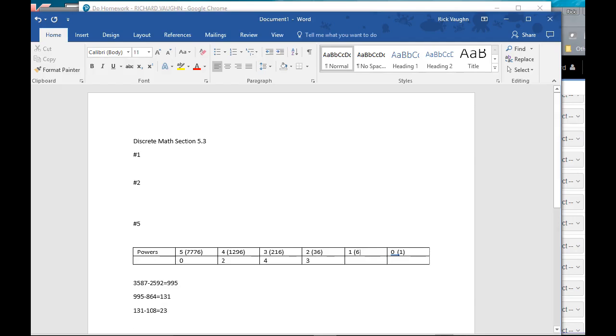And finally, how many 6s can I get out of 23? That's going to be 3, and that gives me 18 accounted for. So when I subtract 23 minus 18, I get 5, and that 5 is what's left over here. So now here's my number, 24335 in base 6.